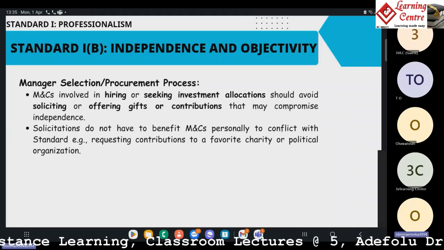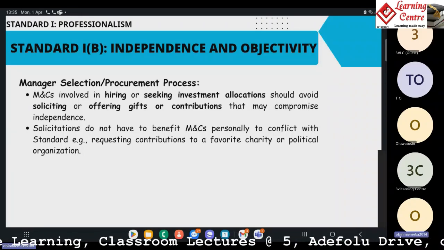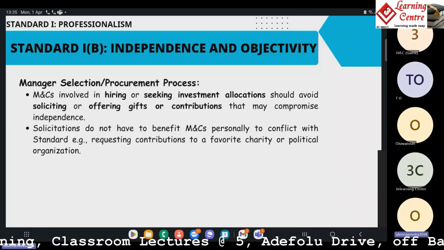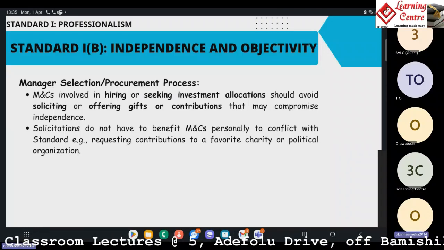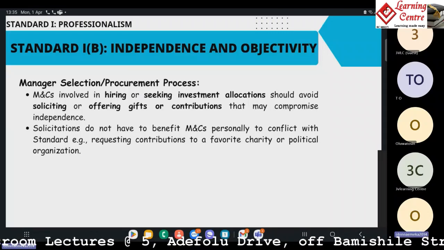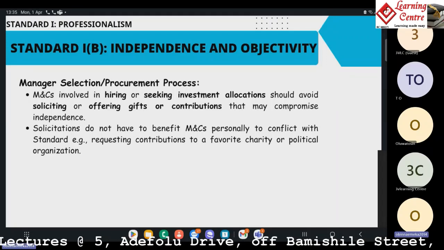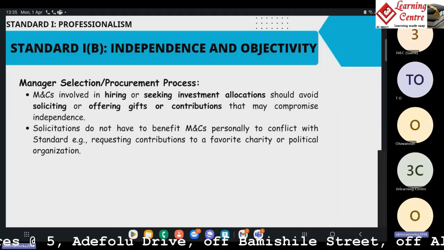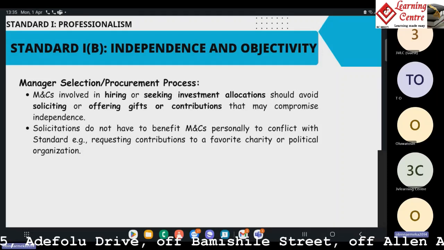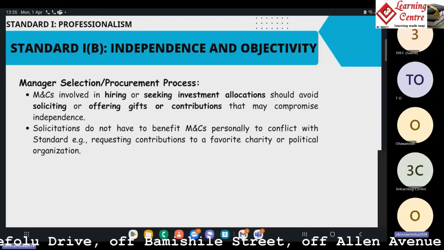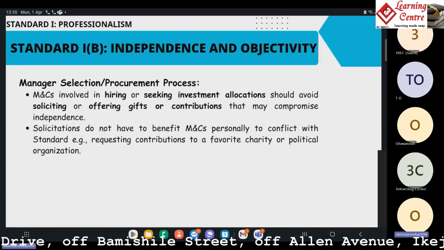And this standard went ahead to say that the gift doesn't even necessarily have to benefit you personally to conflict with this standard. So if you tell the hiring managers that they should go and contribute to your favorite political party or charity organization, you are still going to be in violation of this standard. So that is actually what the standard says.